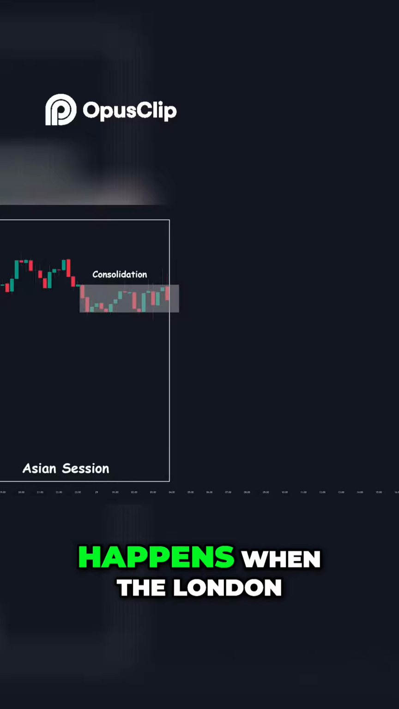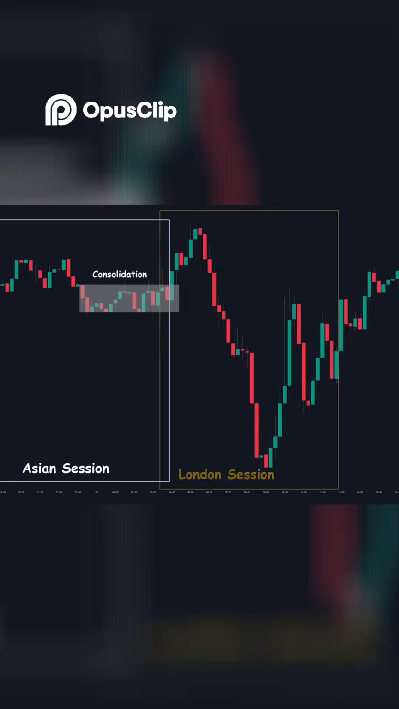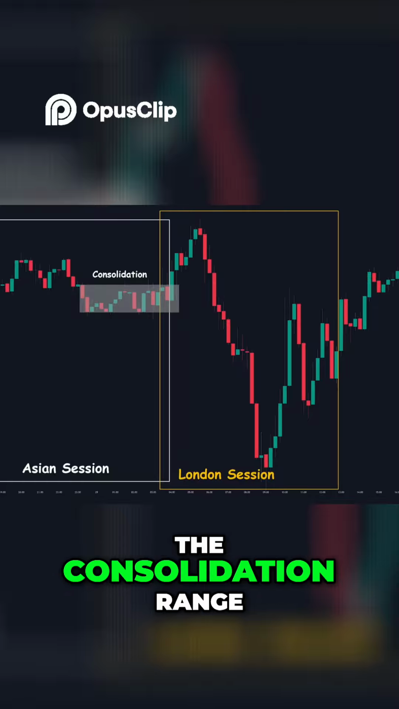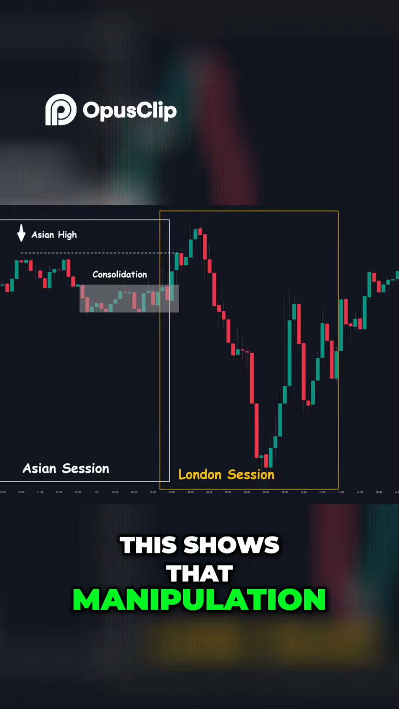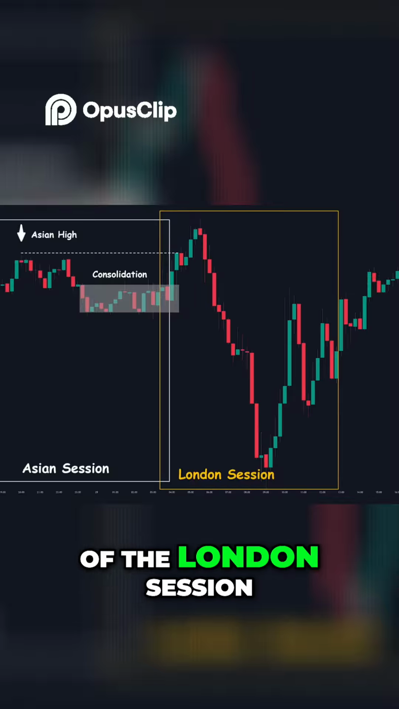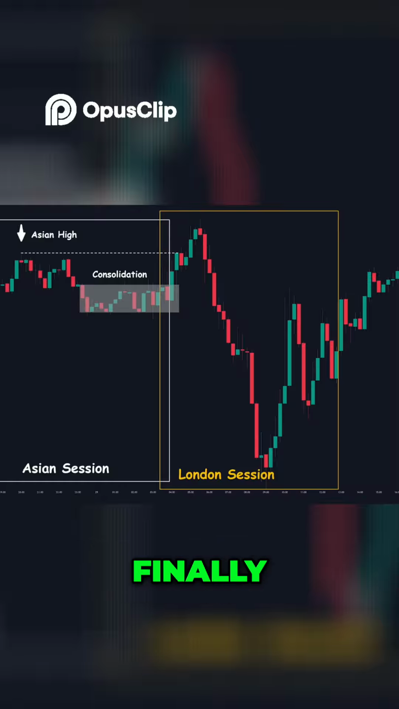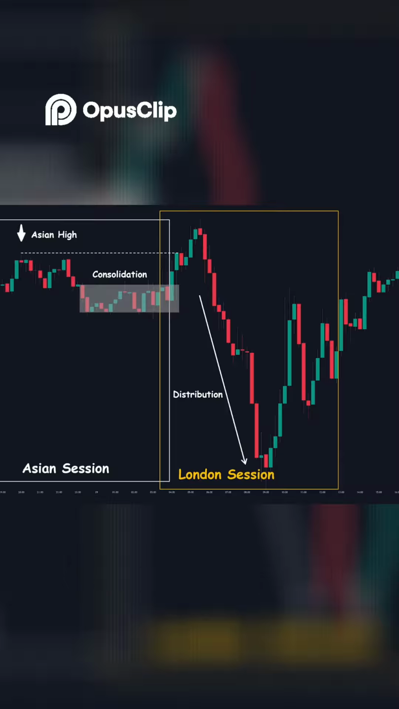Now let's see what happens when the London session starts. The price suddenly moves up, engaging the liquidity above the consolidation range as well as the Asian high before getting back inside the range. This shows that manipulation occurs with the opening of the London session and the injection of volatility into the market. Finally, the price distributes lower on the opposite side of the manipulation move.